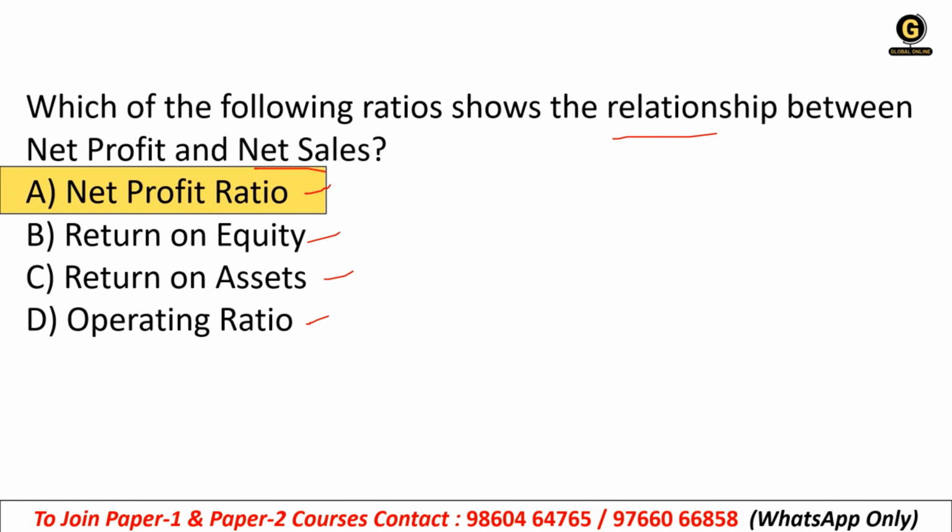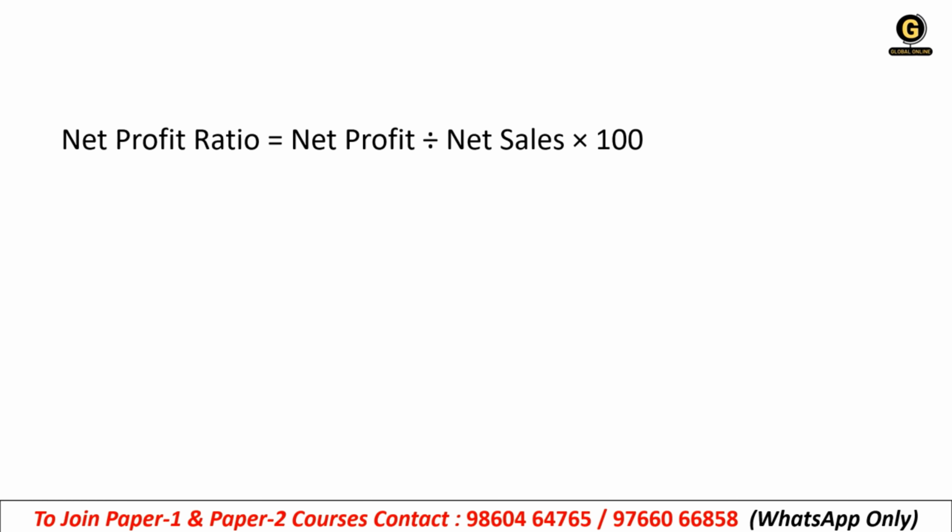Okay, how do we know that there is a relationship between net profit and net sales, right? In which ratio? That is the net profit ratio. Net profit divided by net sales into 100. That will be the net profit ratio. Remember this formula. Okay, very important.